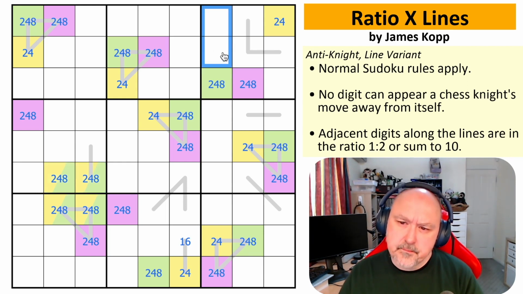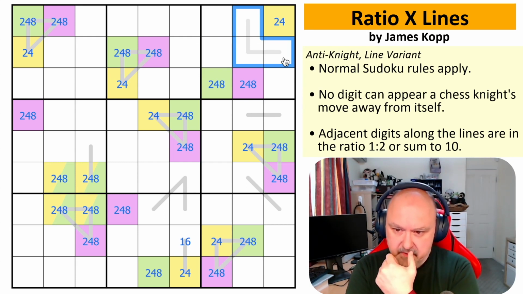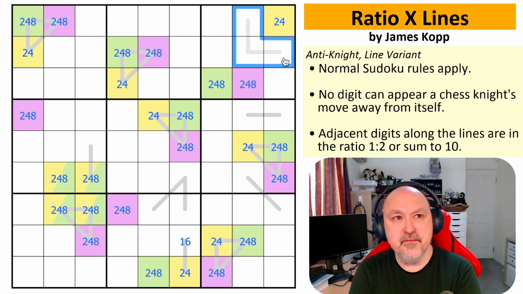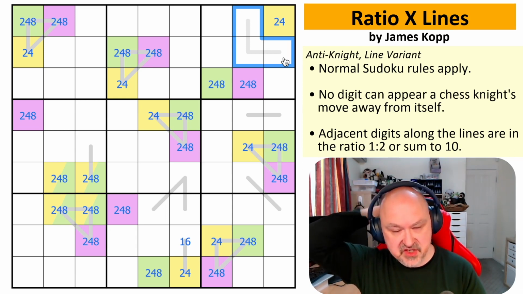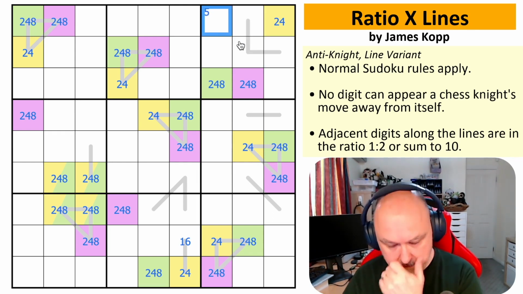Okay, so similarly, what can go on a 3-cell line when I don't have 2, 4, or 8 available? Well, I can never put 5 on a line because 5 isn't in a relationship with anything. 5 could only go with 5 because half of 5 is 2.5, double 5 is 10, and 5 plus 5 equals 10. So 5 is not on the line.